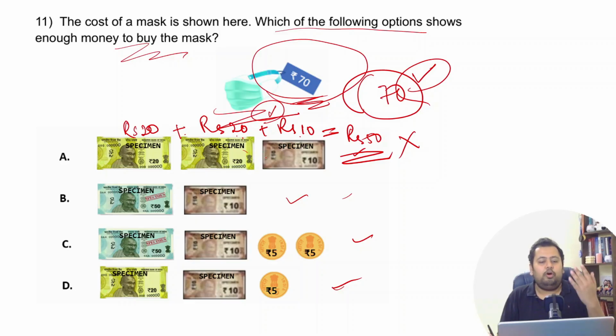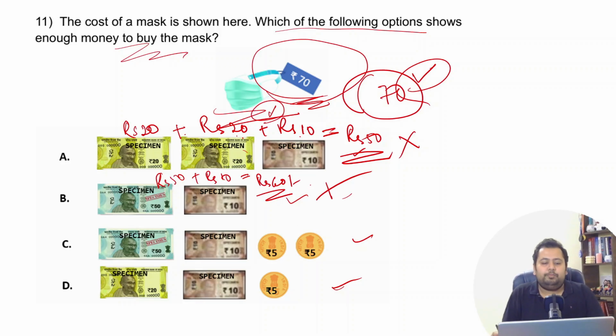So will the person be able to buy the mask? No. Let's go to option number B. Option number B shows rupees 50 plus rupees 10. What is the sum? Rupees 60. Will the person be able to buy the mask? Obviously, no. So this will not be the correct option.